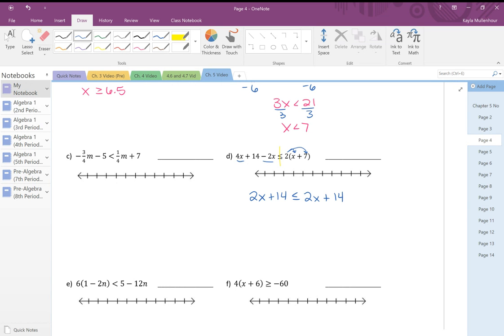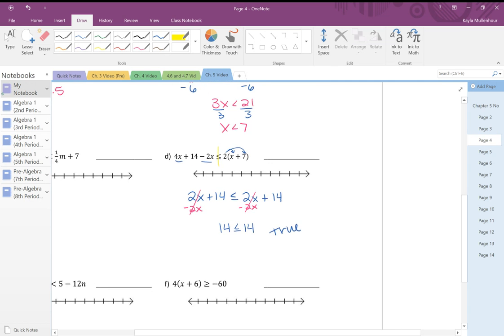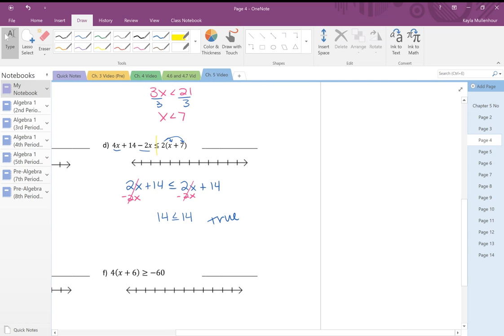If you did not catch that, and you continue to solve for x, and you subtracted 2x from both sides, notice 2x minus 2x is gone, eliminated on both sides of the inequality. So all you're left with is 14 is less than or equal to 14. This is just like in our solving equations where we had those special cases. The variable is gone, and we're just left with the statement. This is a true statement. So since this is a true statement, that basically means that we could plug in any value for x, and it would give us a true inequality.